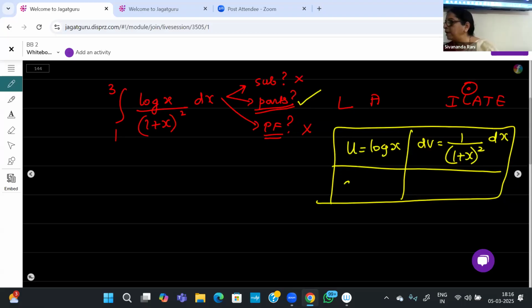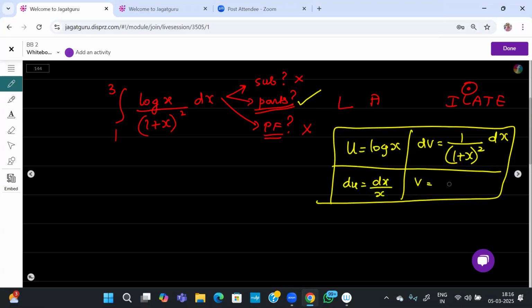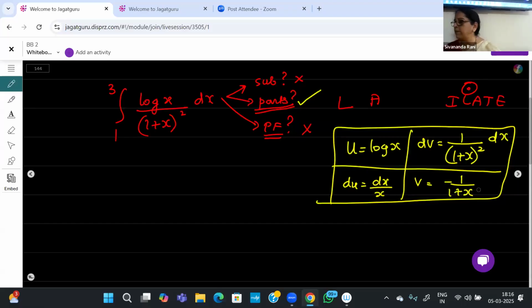Can someone tell me what is V here? dV is this much. What is V? Minus 1 by 1 plus x. Minus 1 by 1 plus x.